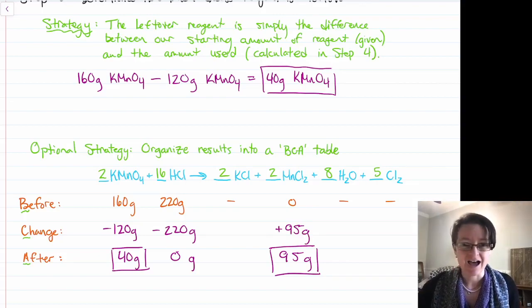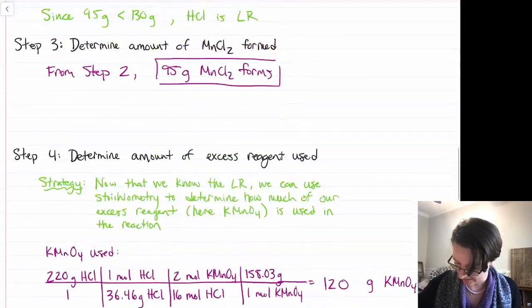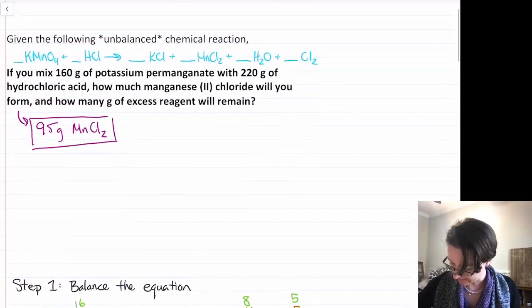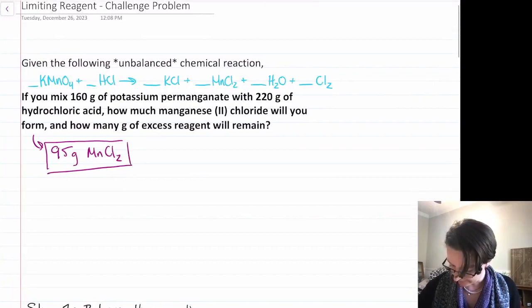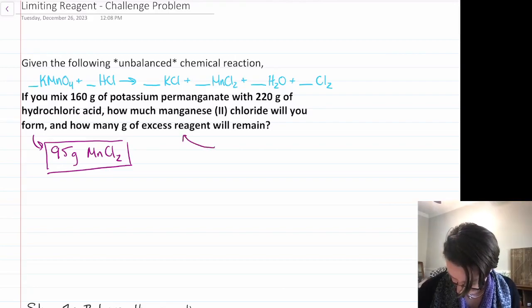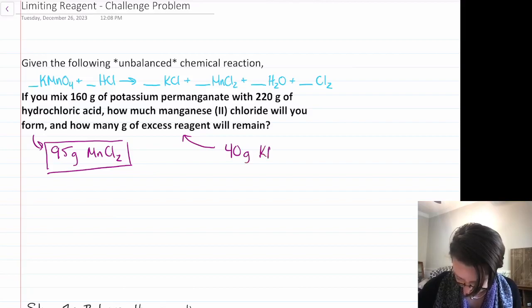And so with that, we have now successfully calculated both of the things that our problem statement asked us for. We were able to figure out that there is 95 grams of manganese 2 chloride that's formed, and we were able to figure out that we're going to have 40 grams of potassium permanganate left over at the end of the reaction.